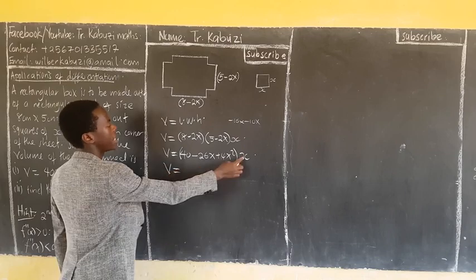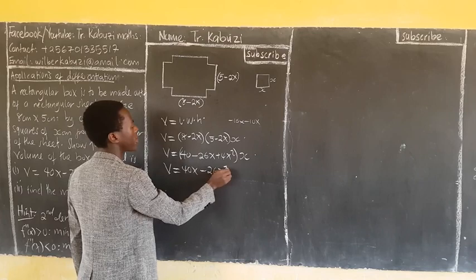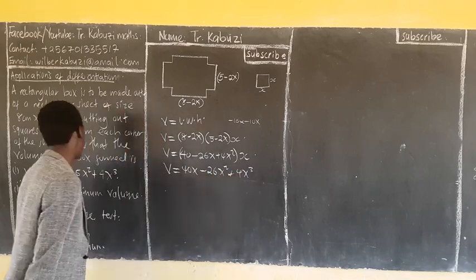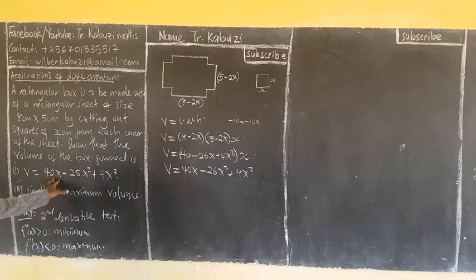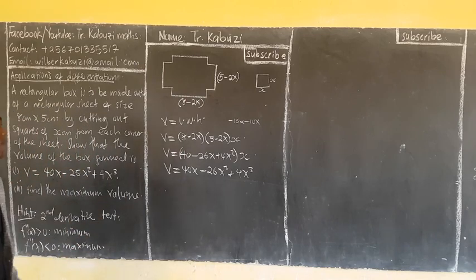Opening brackets, so that this x will be 40x minus 26x squared, then plus 4x cubed. And this is the formula, the one that's approved. So that's the volume of this box. Now I want us to find the maximum value, I mean the maximum volume.